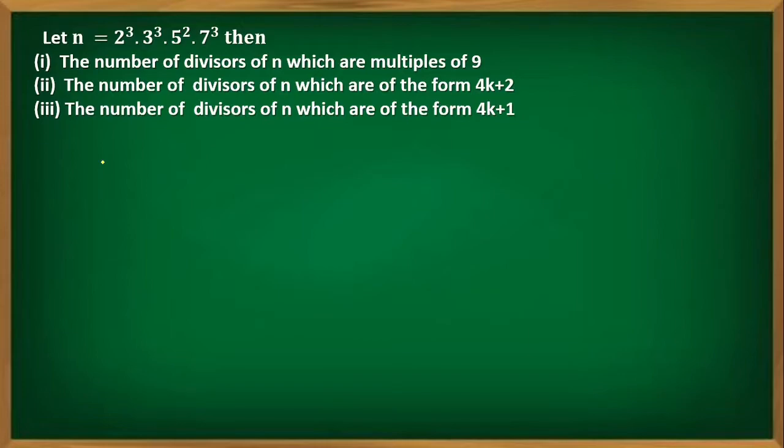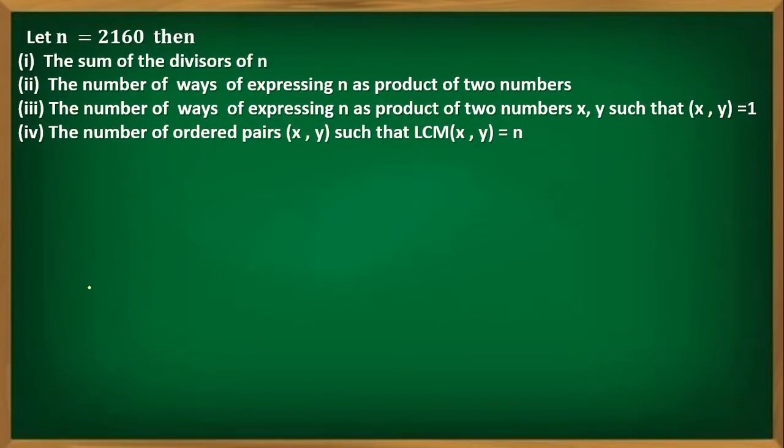So here we have those problems, and we'll solve one more problem in the next coming video lesson. This is the problem we are going to do in the next video lesson: the sum of the divisors of n, the number of ways of expressing n as a product of two numbers, the number of ways of expressing n as a product of two numbers such that their GCD equals 1, and how to express n as LCM of x comma y equal to n, and how many such possibilities there are. These problems we will discuss in the next video lesson.